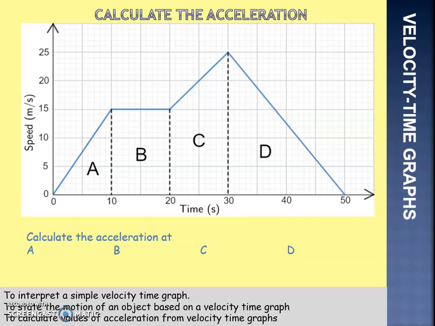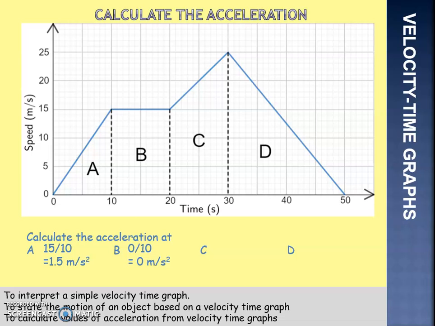Okay, so for A, the change in velocity is 15, it goes from 0 to 15, and the time taken is 10 seconds. So that's 15 divided by 10 gives us 1.5 meters per second squared. At B, it starts at 15 and ends at 15, so the change in velocity is 0. That would be 0 divided by 10, giving us 0 meters per second squared. We can tell it's not accelerating because it's a horizontal line.